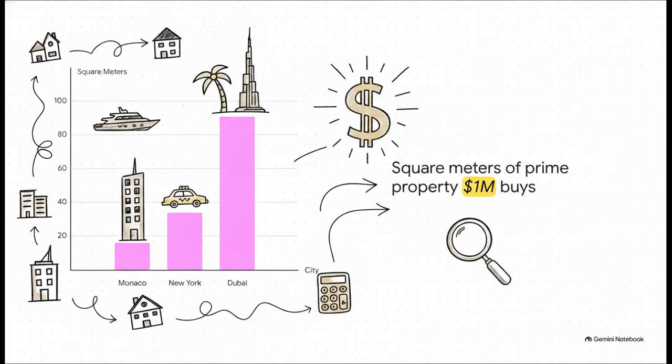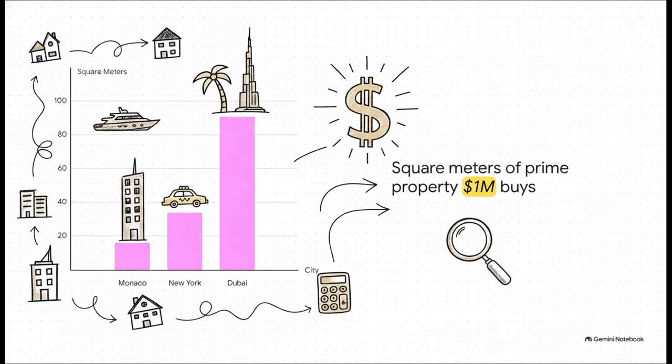Vague, abstract advice simply bleeds viewers, but concrete, highly specific details, that locks them in. Take the channel Alux, for example. They completely reset viewer attention by showing exactly how many square meters $1 million buys in different cities around the globe. 16 square meters in Monaco versus 91 in Dubai.